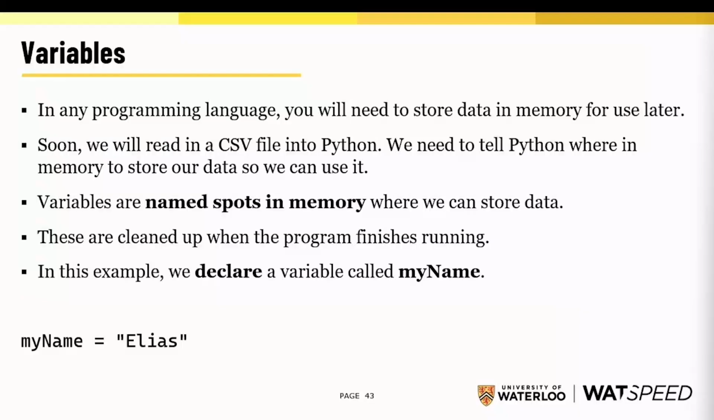Now, in any programming language, you're going to need to store data in memory so that we can use it somewhere else later. Very soon, we're going to read CSV files into Python, and we need to tell Python where in memory we can store our data so that we can use it. What's a variable? It's a named spot in memory where you can store your data. These are cleaned up when the program is done running. Let's create a variable called myName.